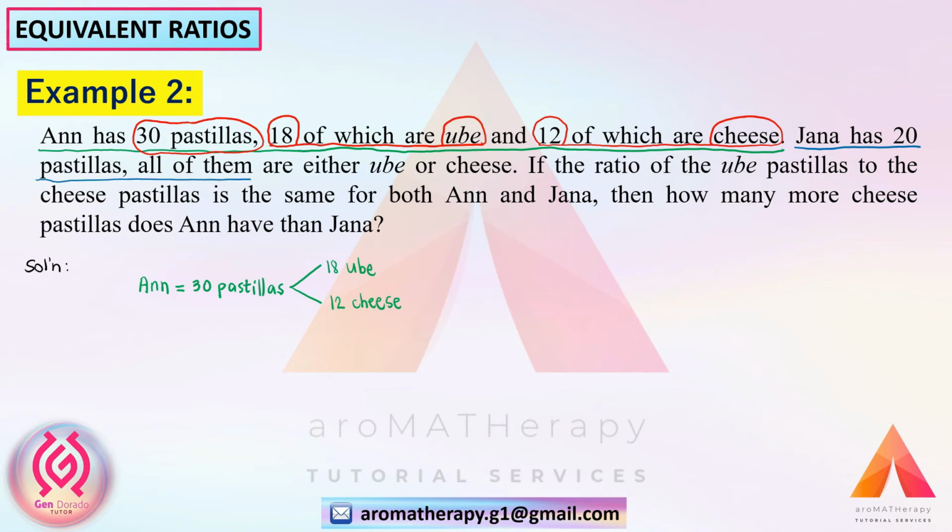All of them are either ube or cheese. So, hindi natin alam kung ilan si ube at ilan si cheese. Yan yung unknown. Yan yung hanapin natin later. So, isulat. Jana is equal to ilan pastillas ni Jana? 20. Okay, below. So, isulat mo. 20 pastillas.